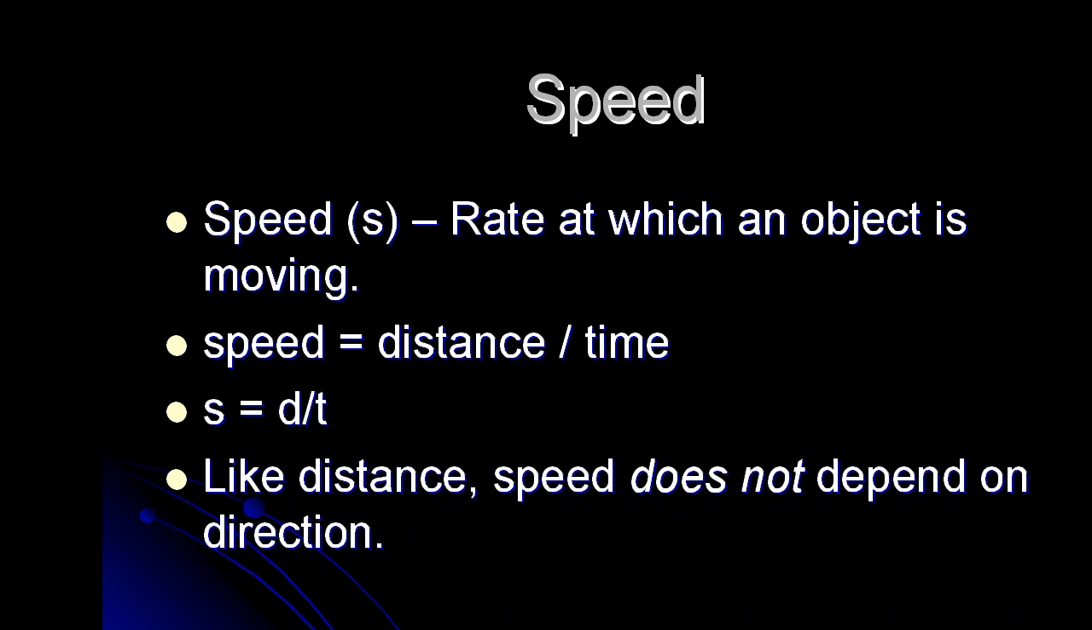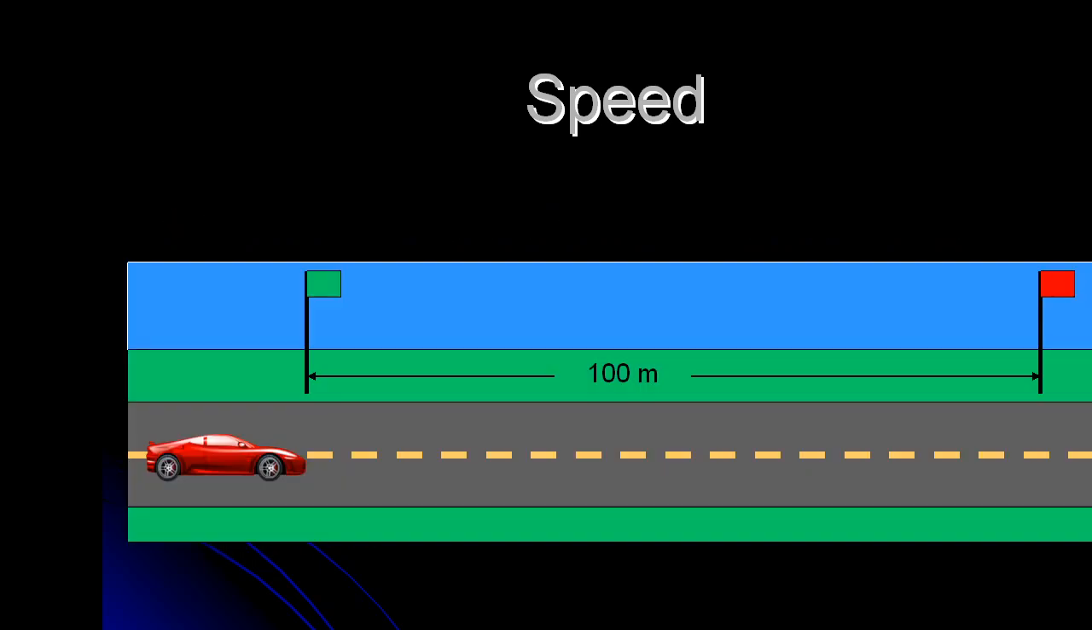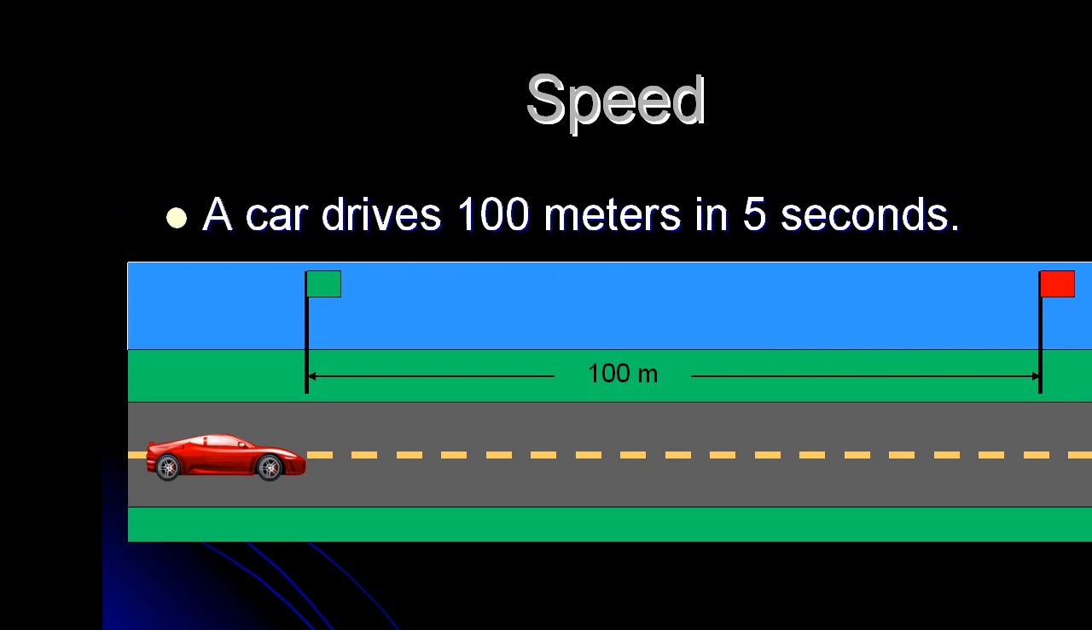Like distance, speed does not depend on direction. Your speedometer in your car tells you how fast you're going. It doesn't tell you if you're going north, east, south, or west. All right, here we go. Speaking of your car, you're going to drive 100 meters in 5 seconds. That same track.